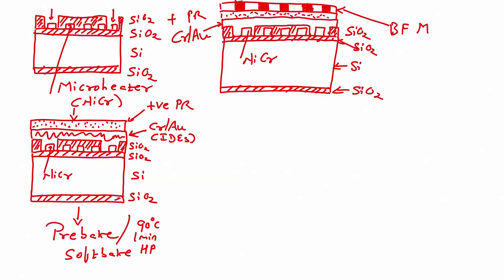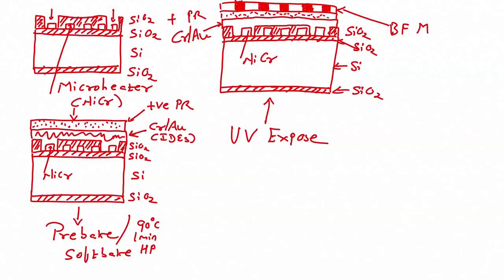right. Next I will use UV light to expose the above wafer. When I perform UV exposure, what will happen? The area which is not exposed by UV light will be stronger. Why? Because we are using positive photoresist.